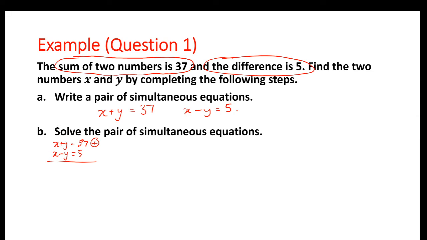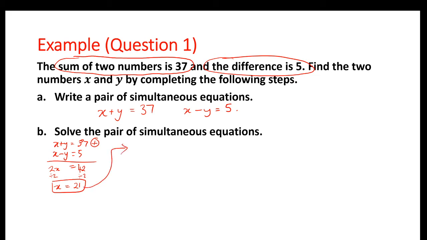So x plus x is equal to 2x. Y plus negative y just becomes 0, so I don't have to write anything for that. And equals 37 plus 5 is 42. So if 2x is equal to 42, I can divide both sides by 2. That leaves me with x is equal to 21. So that's my first number.